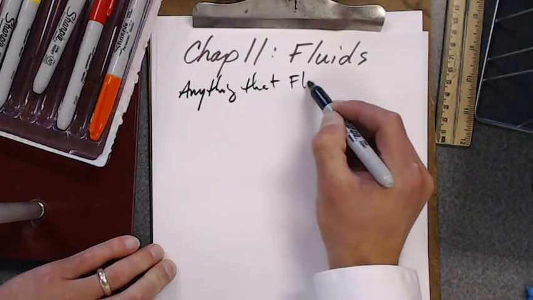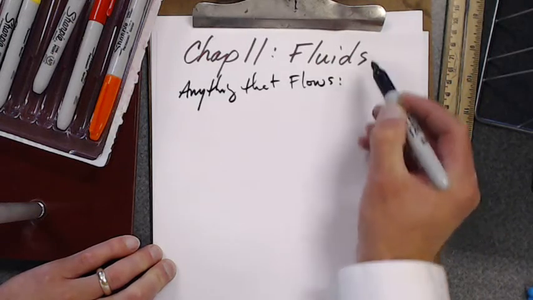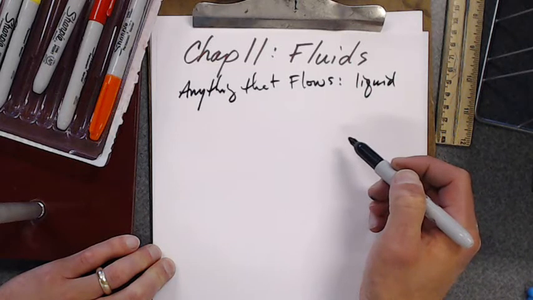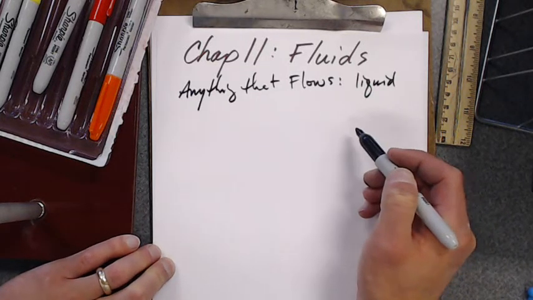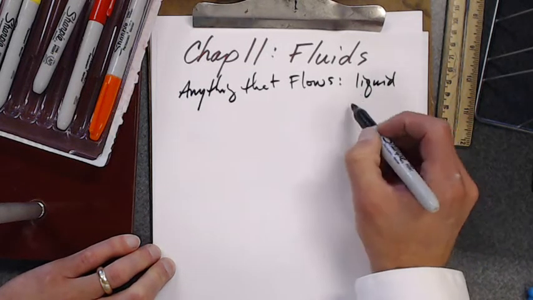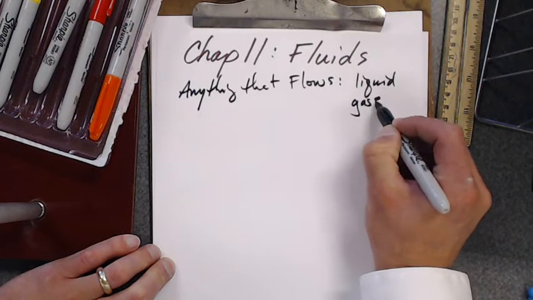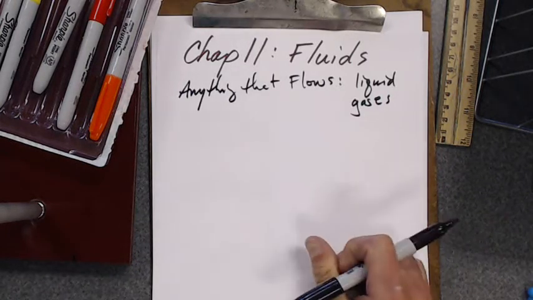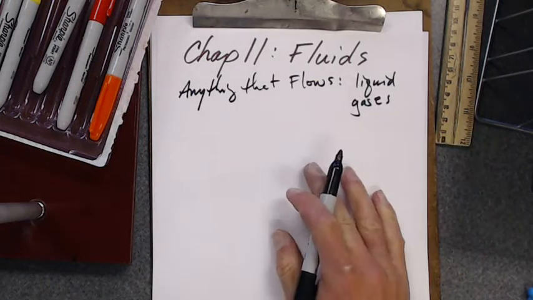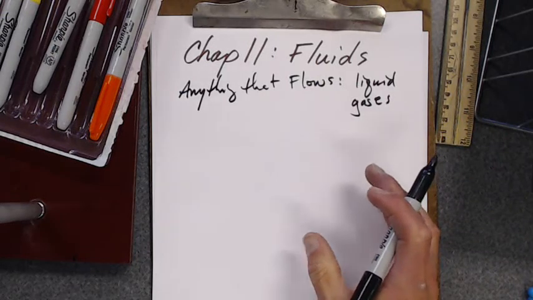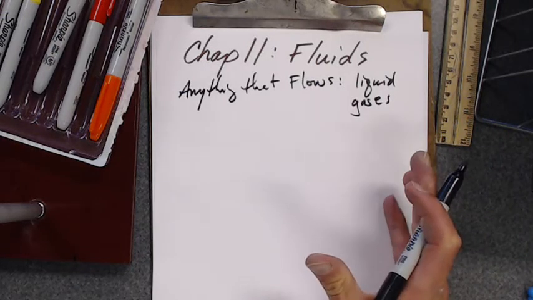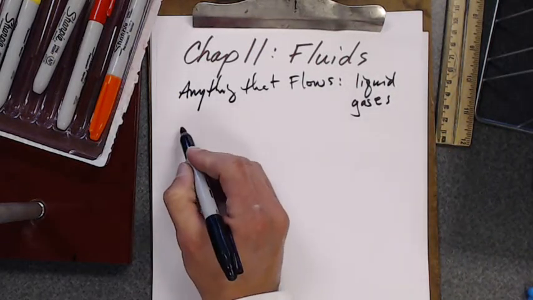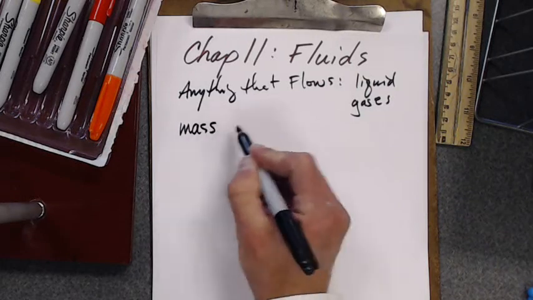That's kind of crazy, but what would that be? Liquids, water, things with water in them, and gases, because gases flow too. So air, hydrogen, helium, carbon dioxide. Those are fluids, so we can describe both of them together. Really everything we've done up until now has been solids. So when we talk about fluids, we don't talk about mass so much as we talk about mass density.